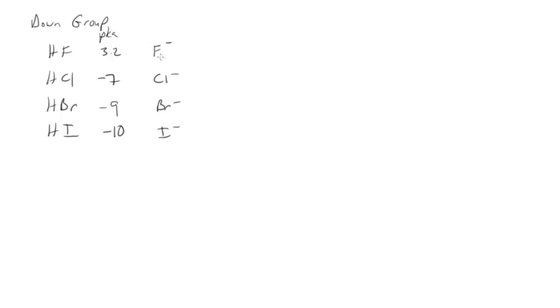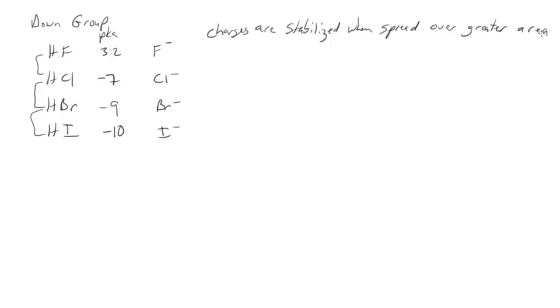However, the difference that we're seeing here is each time as we add a shell, we're making these atoms much, much, much larger. So another key factor is that charges are stabilized when spread over a greater area. Okay, so the charges will be stabilized when they're spread over a greater area. That's why I-, which is much, much, much bigger than fluoride, I- is much more stable on its own than F- is.